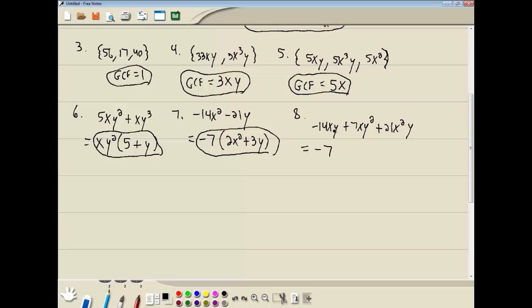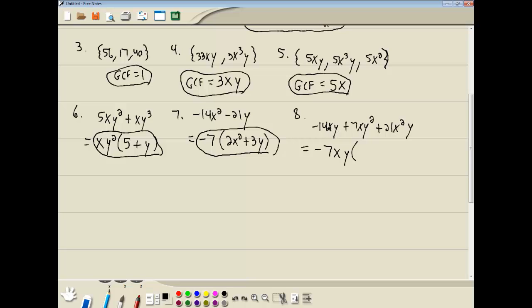So we figure out what to factor out, and it's always the one with the smallest exponent. This is x to the first, this is x to the first, this is x squared, so we'll bring out x to the first, or x. Now this has a y, this has a y, and this has a y. And again, we always bring out the one with the smallest exponent. This is y to the first, this is y squared, this is y to the first, so we'll bring out y to the first, or y.